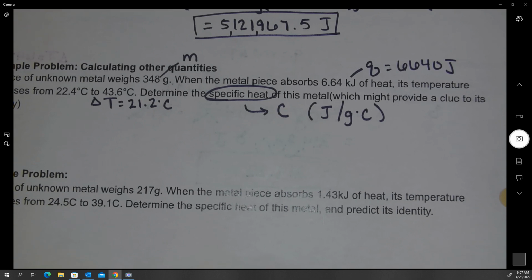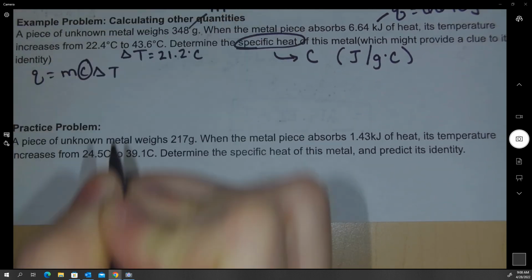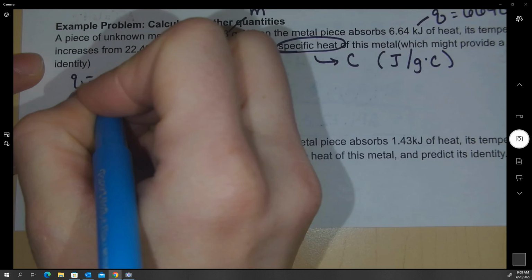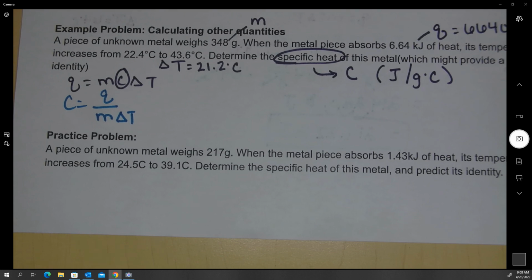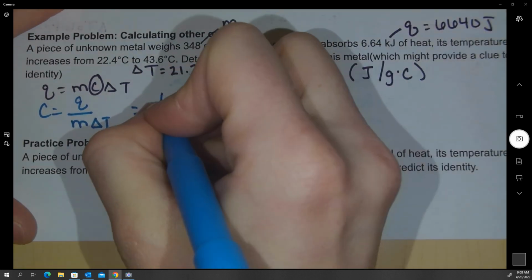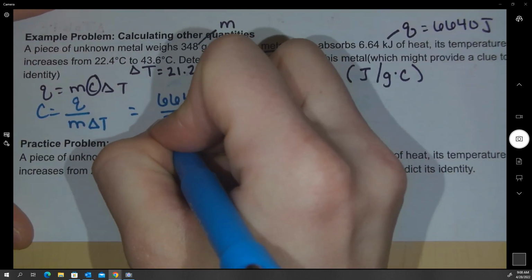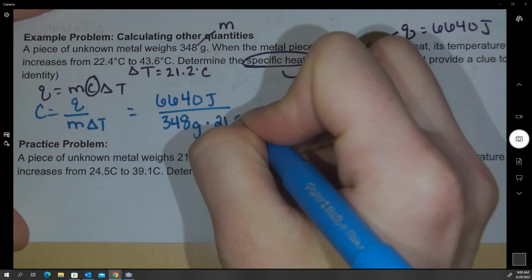So we have our equation, Q equals mc delta T. But we're trying to solve for C. So in order to solve for C, what am I going to do with m and delta T? Divide the equation by those. So C will be equal to Q over m delta T. Okay. And now we can plug our variables in. So our Q is 6,640 joules. Our mass is 348 grams. And our change in temperature is 21.2 degrees Celsius.